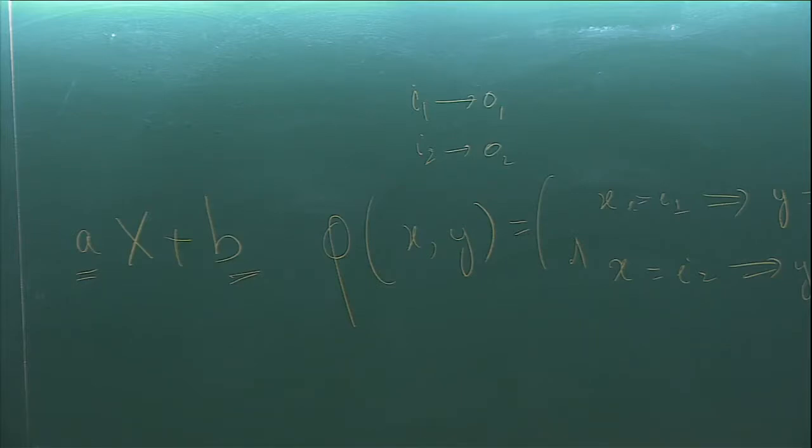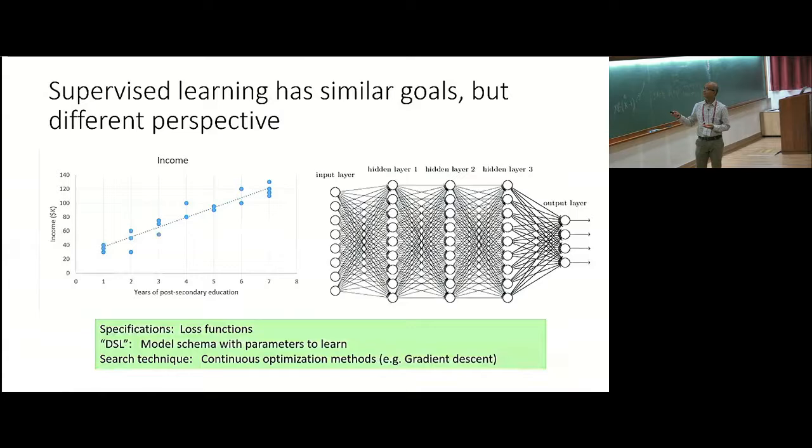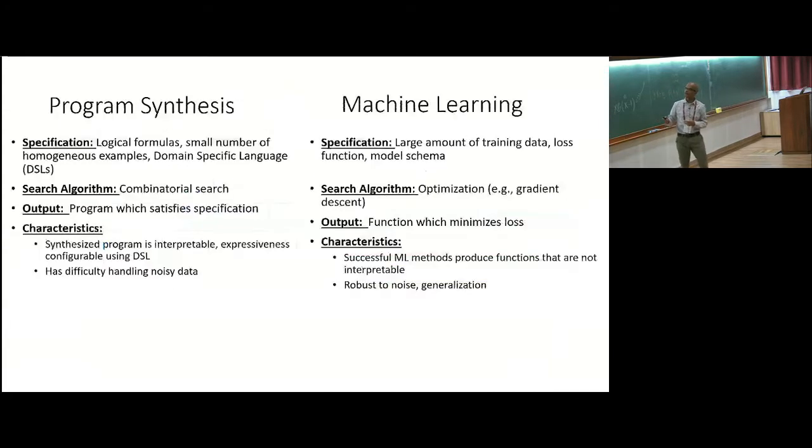And here the only difference is that instead of learning 2 parameters, you're learning many, many more parameters. There's non-linearities in here, but you're given training sets, and you're trying to learn parameters that minimize a specification, a loss. And the specifications here are actually just loss functions. In some sense, the domain-specific language is just the schema of the model. But the interesting thing is the search techniques that you typically use are continuous optimization methods like gradient descent. So I now have this view of how, as a PL person, I think about these 2 things.